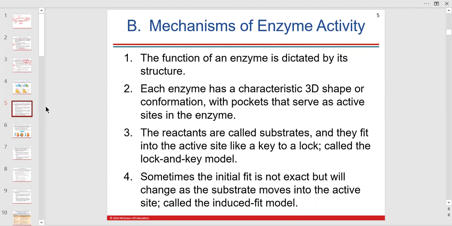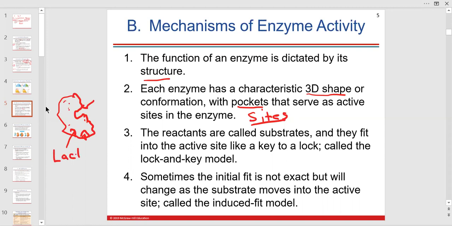Okay, so the structure is very important. The 3D shape, remember, is held together by hydrogen bonds. And pockets, I'm going to call those sites on the enzyme. So if an enzyme looks kind of like this, you may have an open pocket right here, which is one of the sites. You might have one down here too. So the shape of this protein, the way these peptide bonds and peptide chains are configured, is extremely important, right? So let's say lactase is an enzyme, a digestive enzyme, which breaks down lactose, hydrolyzes lactose, mostly in the small intestine.